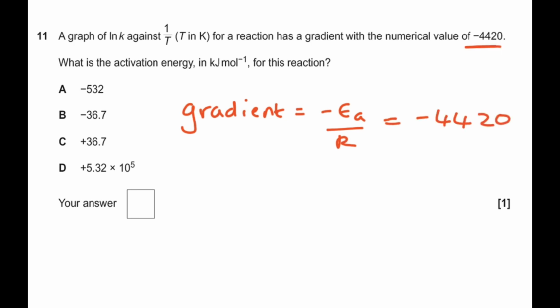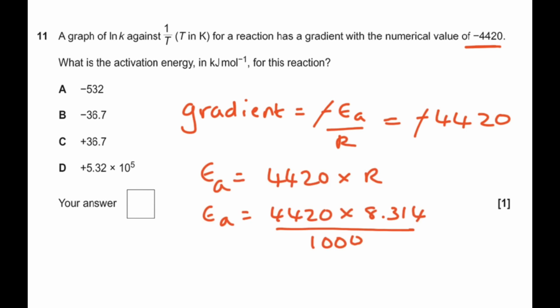I hope you've already worked out the answer. The gradient is minus 4420, and we can cancel out the two negative signs. We rearrange the equation as the gradient times R, the gas constant. Don't forget to divide by 1000 as well to bring the units to kilojoules per mole, and your answer is 36.7 kilojoules per mole.